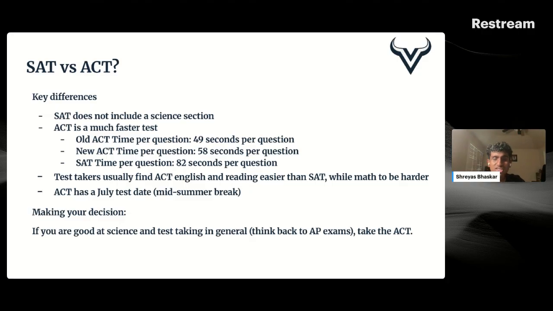And lastly, the ACT has a July test date, and this is great for those wanting to take it during the summer. The SAT does not have this midsummer test date. It only has the June or the August, both very close to school. It doesn't give you that much preparation time. Whereas the July ACT is the perfect time to take a test, in my opinion. So yeah, making your decision: if you're good at science and test taking in general, think back to your AP exams. Take the ACT. It's definitely a good test for you.